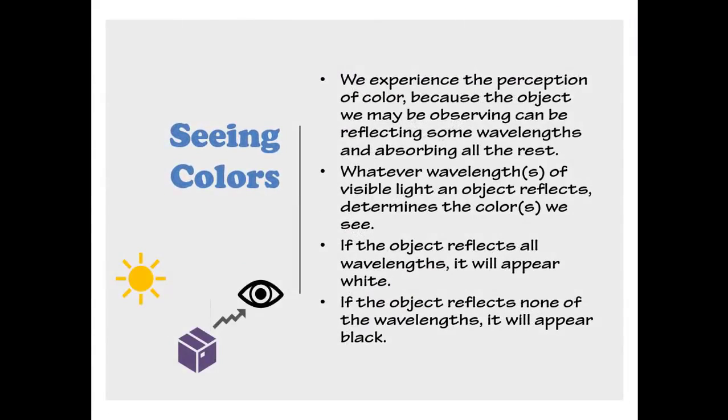We experience the perception of color because the object we may be observing can be reflecting some wavelengths and absorbing all the rest. Whatever wavelength of visible light an object reflects determines the color or colors we see. If the object reflects all wavelengths, it will appear white. If the object reflects no wavelengths, it will appear black.